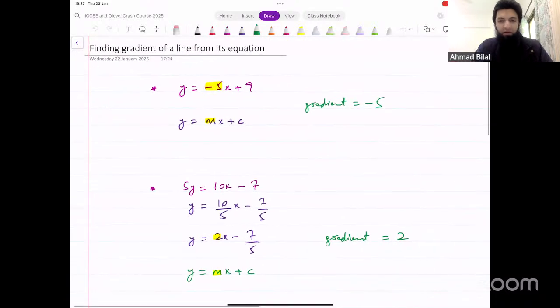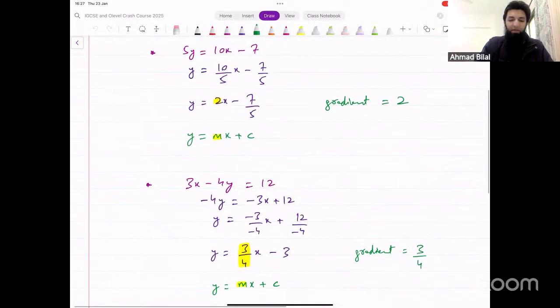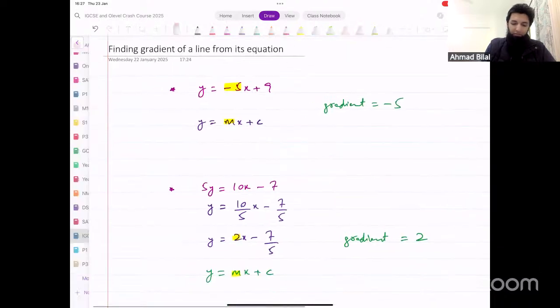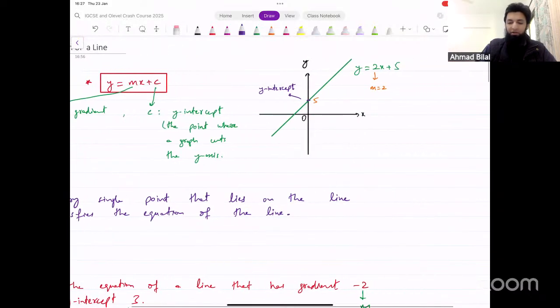And then finally, we talked about how to find the gradient of a line from its equation. So if you have the equation of a line given, how can you find the gradient of the line using that? Okay, so that's what we covered in the last session. In this case, we basically just convert the equation to the form y equals mx plus c, and whatever is the coefficient of x, that is the gradient of that line.